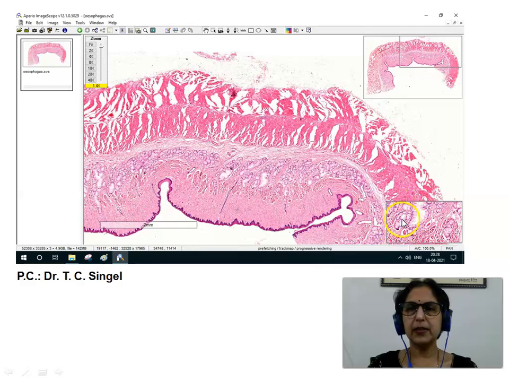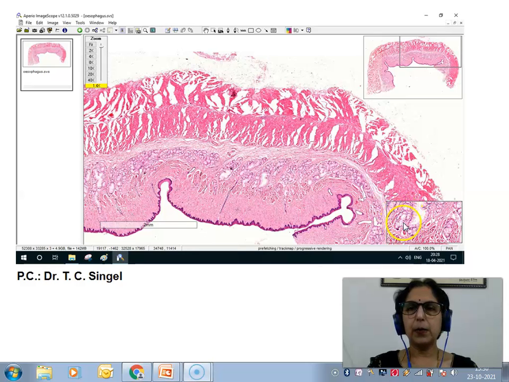These mucus acini are similar to the acini which we see in a mucus salivary gland. So the acinus is going to be lined by low cuboidal or pyramidal shaped cells which have a clear cytoplasm and a flat nucleus which is placed at the base of the cells.